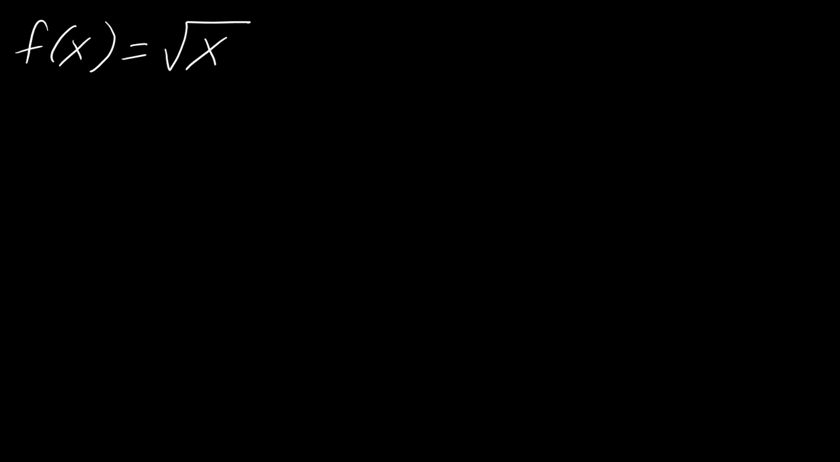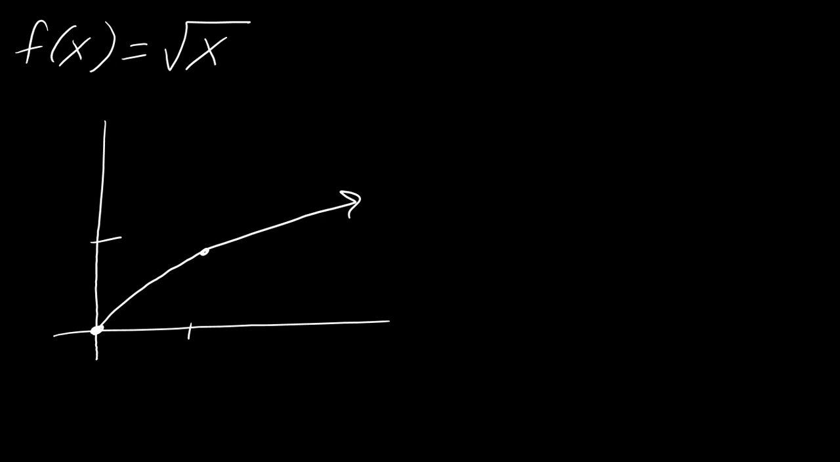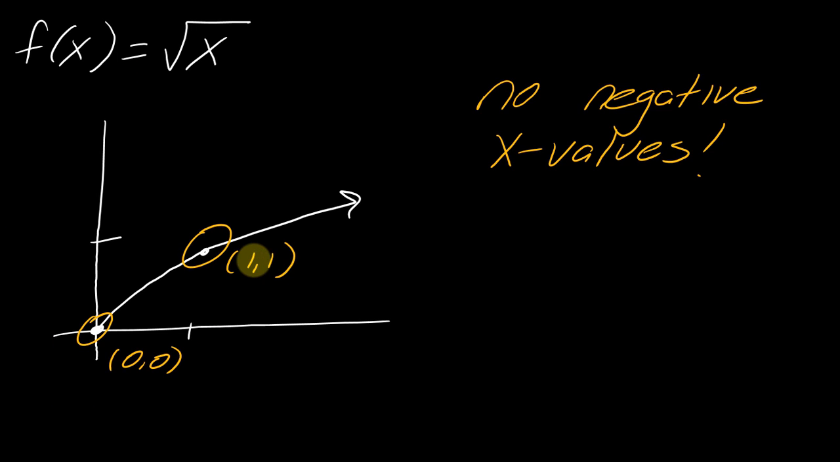Next, we have the square root of x, and the square root of x looks like this. The main points with the square root of x are 0, 0, and 1, 1. For the square root of x, there are no negative x values.